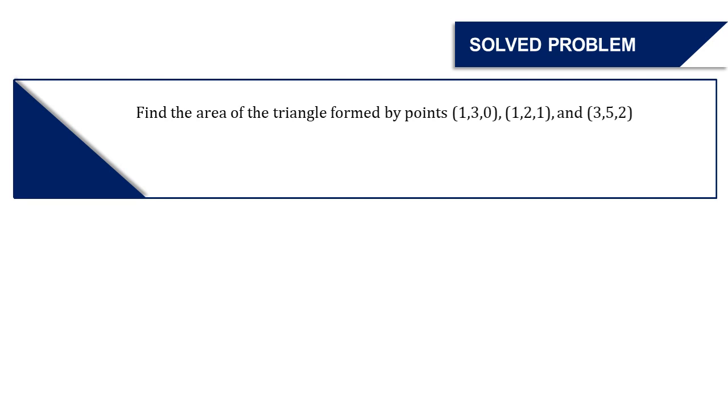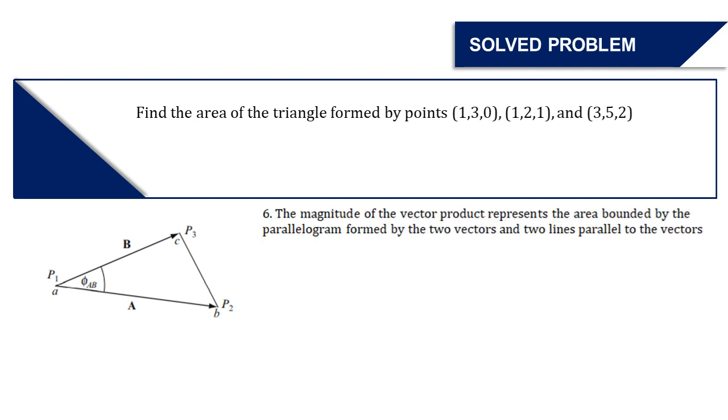using the vector product formula. So, paano natin gagawin yan? We have the property number 6 na diniscuss natin kanina, right? Allow me to repeat. The magnitude of the vector product represents the area bounded by the parallelogram formed by the two vectors and two lines parallel to the vectors. In short, i-extend natin yung ating triangle and gagawin natin parallelogram. And from there, kukunin natin yung cross product at hahatiin natin yan sa dalawa para maging triangle ulit.